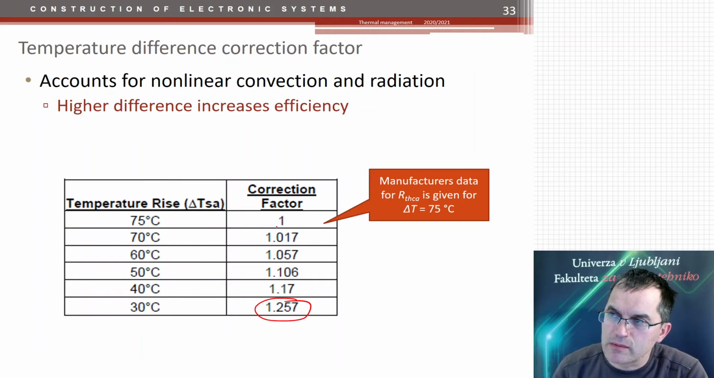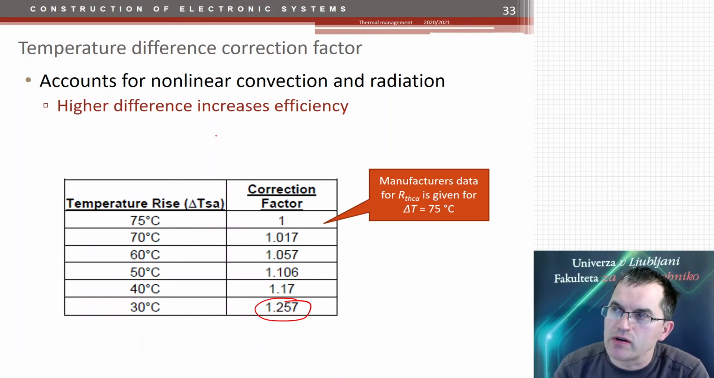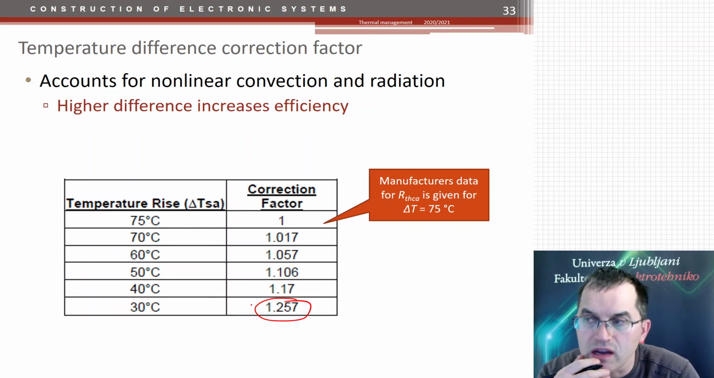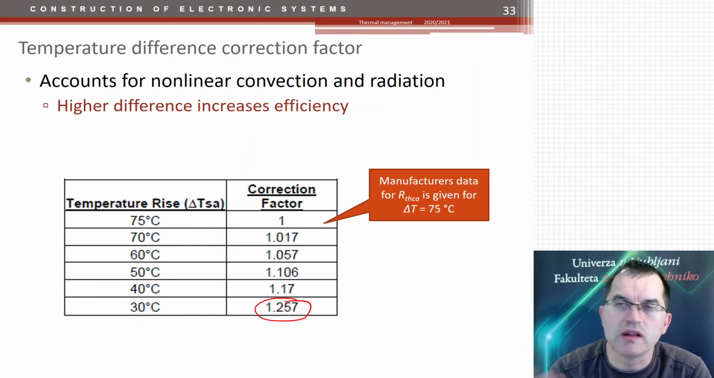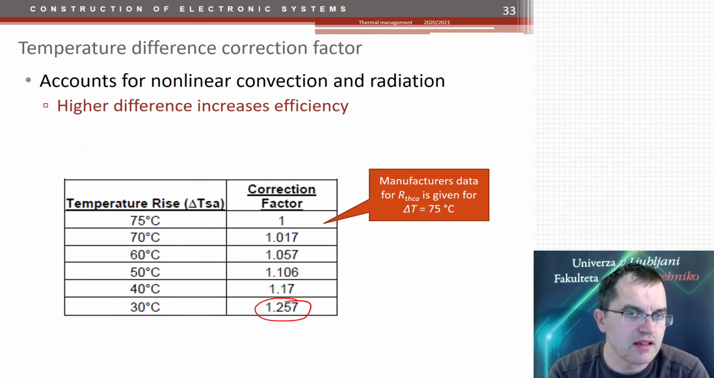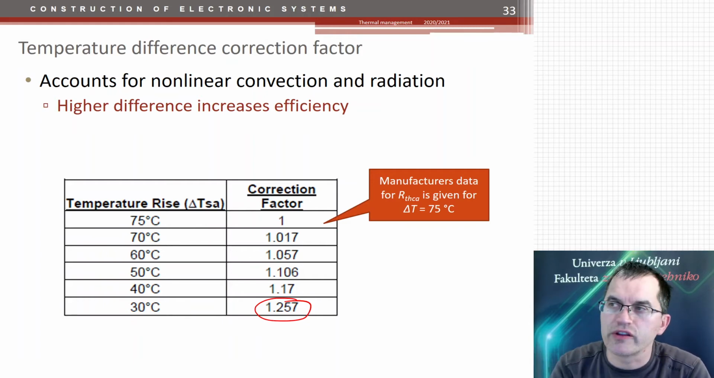The manufacturer data are usually given for a temperature difference of 75 degrees. So if the surrounding air is at 25 and the heatsink has 100 degrees, then it would have such a heat resistance. But if your heatsink has a lower temperature, then the heatsink resistance would be larger. Why is that? Well, the reason is very simple. At a smaller temperature difference, you get less radiation and also less convection. And that's all accounted into a single value.